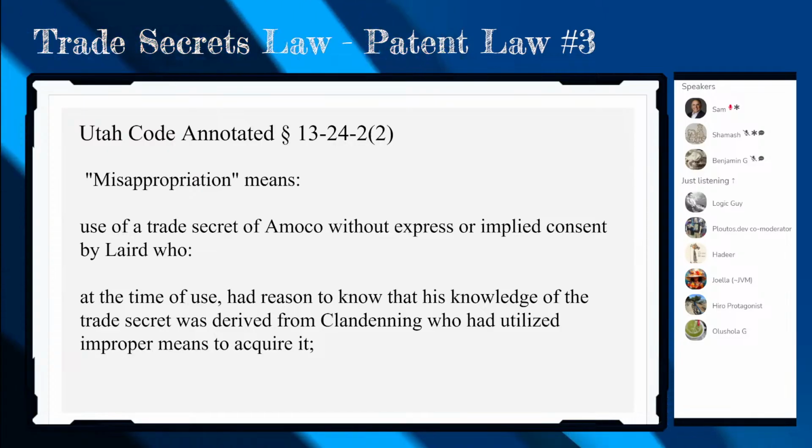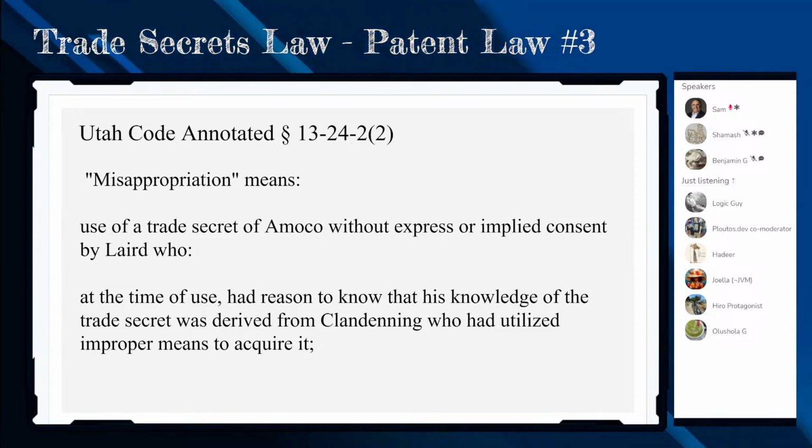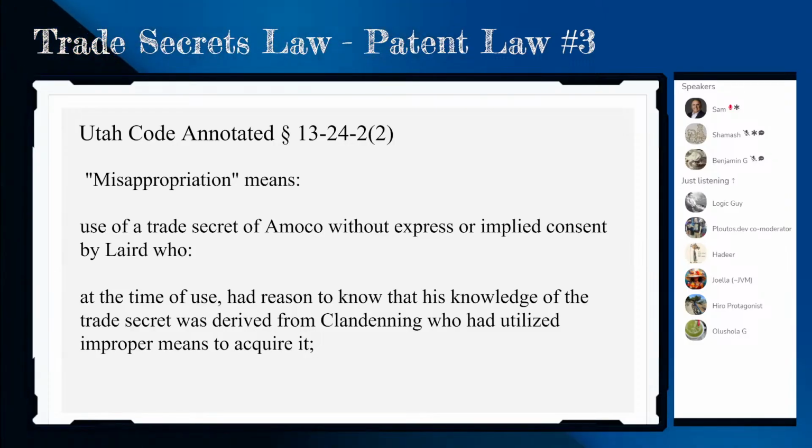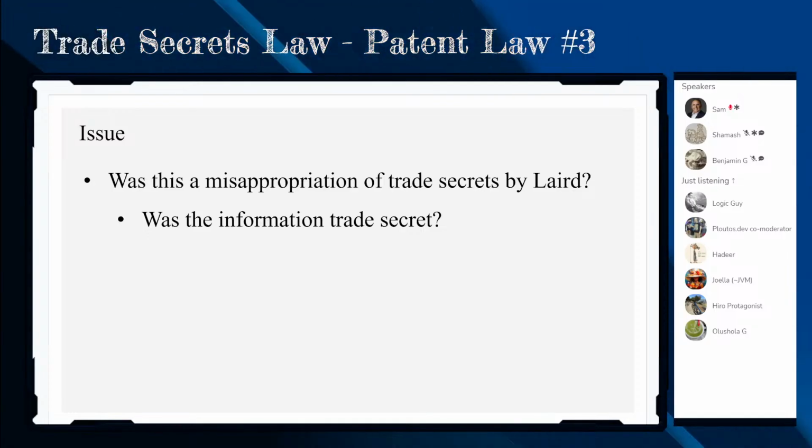So there isn't really any dispute over any of this, what Laird did and how Clandening acquired the information. You can't really argue that Clandening had access to those maps when he didn't. So the argument rests, as we see on slide 8, on whether the information was a trade secret, so that this misappropriation will apply to it.